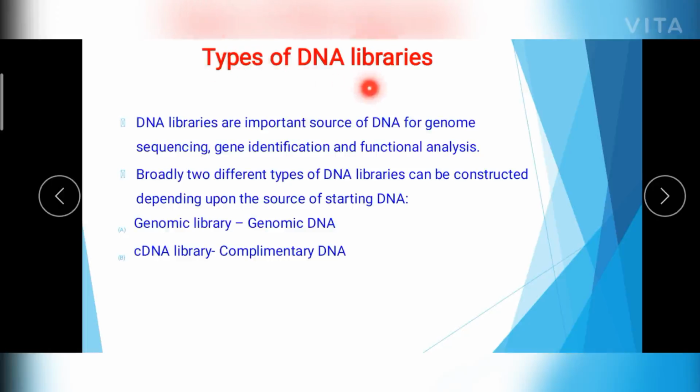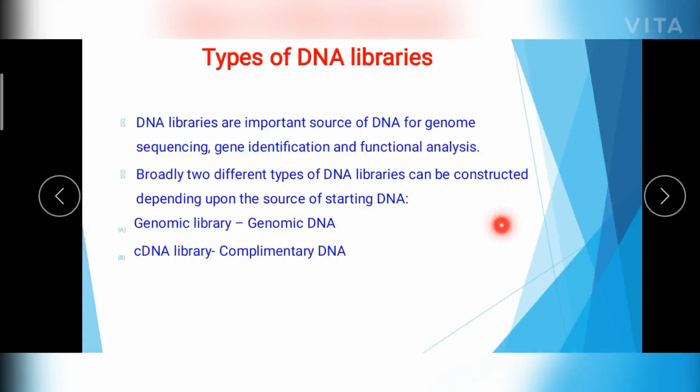Coming to the types of DNA libraries, for what purpose are they used? For isolating a specific gene, that is the foreign gene, from the source, you require a library. And for sequencing the DNA and also to study the structure and function of the genes, these DNA libraries play a very important role.